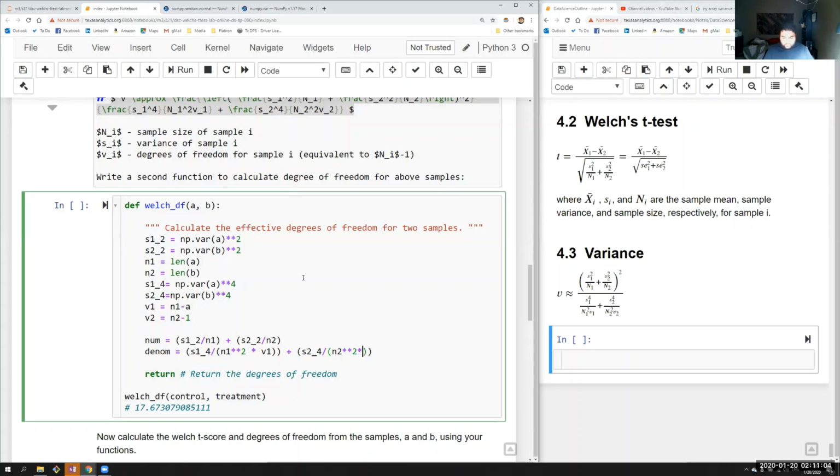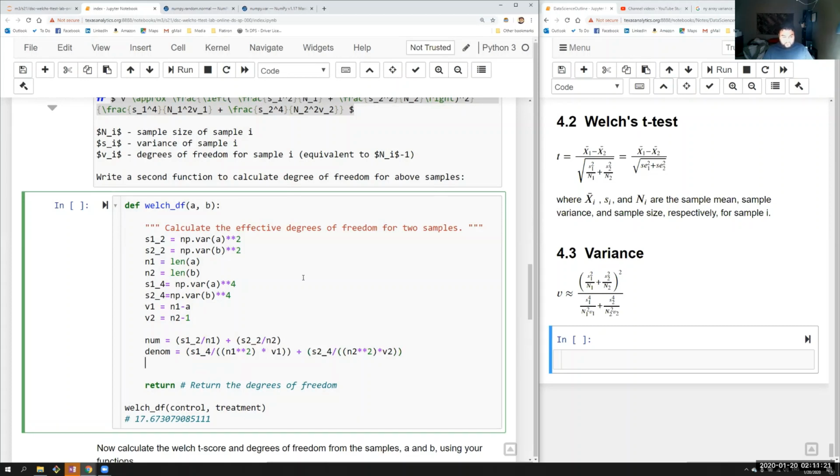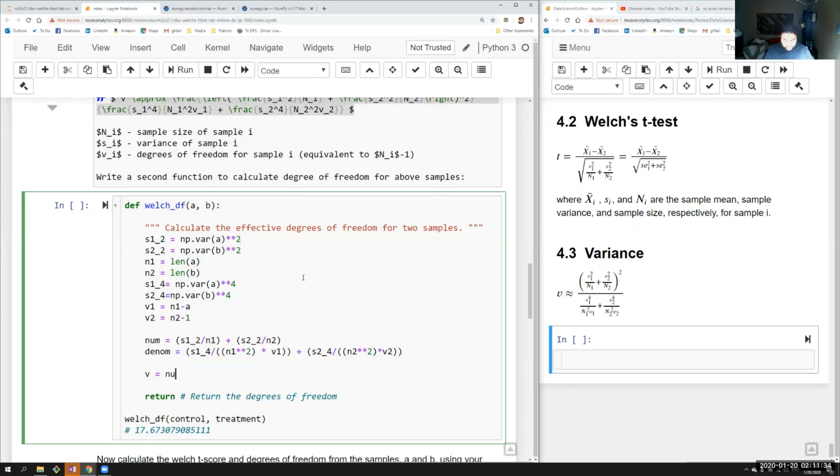Multiply that in turn by V2. And again, I'm paranoid, so I'm going to put this in brackets. Hypervigilance never hurts until you waste too much time on it, but better safe than sorry, that's what I say. Okay, that looks good. I think that should work. And then, of course, finally, V is going to be num over the num, return V, and let us run it.